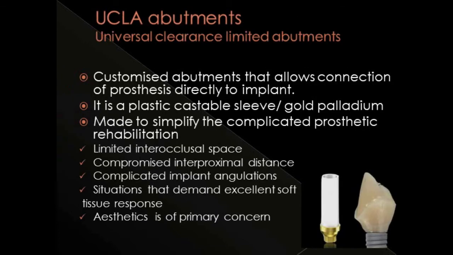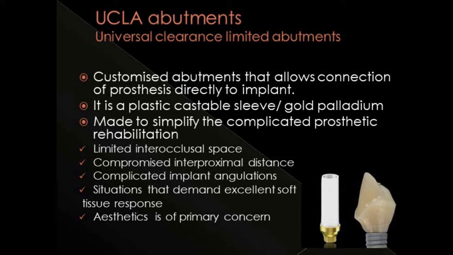Next is the UCLA abutments, the abbreviated form of Universal Clearance Limited Abutments. So these are customized abutments that allows connection of the prosthesis directly to the implant. That means the crown is directly fixed to the implant body without an intervening abutment. These are available as plastic castable sleeve or as gold palladium, and this simplifies the complicated prosthetic rehabilitation in situations like limited interocclusal space. So as the name suggests, that is clearance limited abutment.